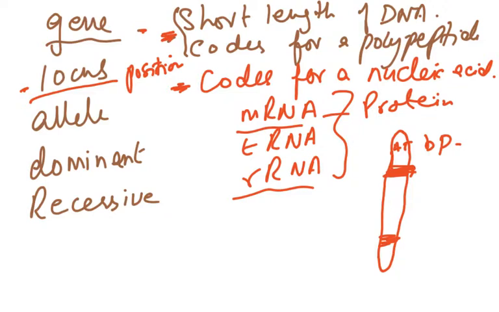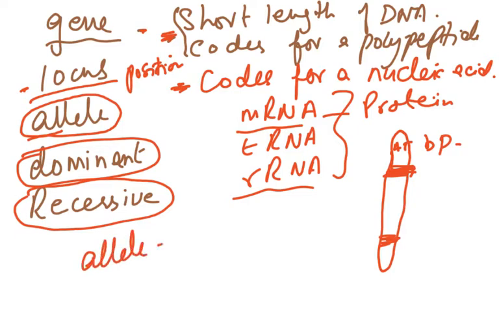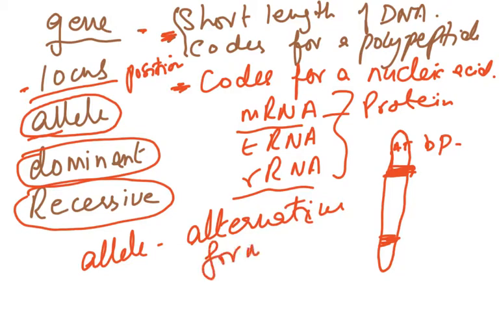Then we look at the word allele, and we look at the words dominant and recessive. So we've got three new terminologies. Allele is the alternative form of a gene. Alternative form of a gene. Now, for instance, like here, I keep on changing colors. I have 1, 2, 3, 4, 5 colors, as you can see on the top. If I have a pen, I have 5 different colored pens. Now, the important thing is allele is the alternative form.